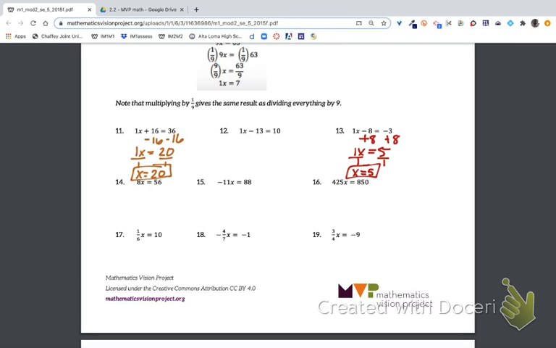There is no constant for number 15, so instead, we just focus on removing the coefficient. Again, no constant for number 17, so we just focus on removing the coefficient. And for number 19, same process. No constant, focus on the coefficient. And if you notice here, I'm multiplying by the inverse.